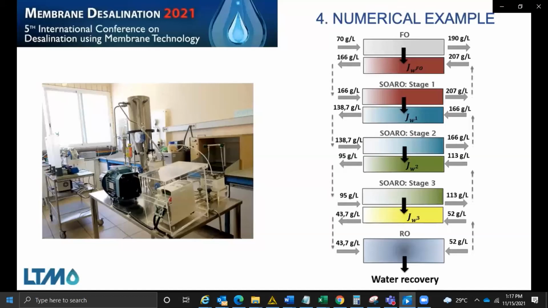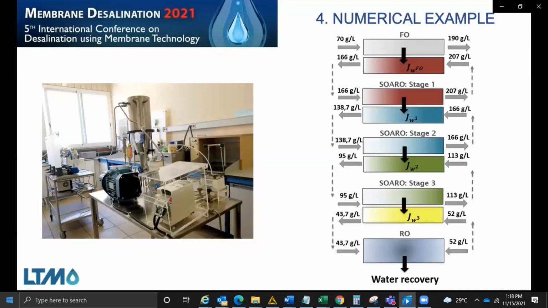At the beginning of the process, the reagent of a conventional reverse osmosis operation is concentrated in the forward osmosis module from an initial concentration of about 70 grams per liter of total dissolved solutes to a final concentration, for example, 190 grams per liter, using a sodium chloride solution that is diluted from a higher concentration, for example, 207 grams per liter to a lower concentration, for example, 166 grams per liter as a draw solution. The diluted draw solution from the forward osmosis process is the feed for the first stage of the Suaro process.